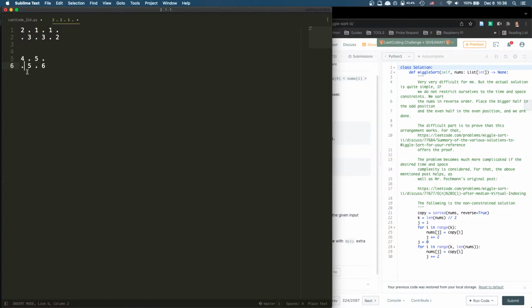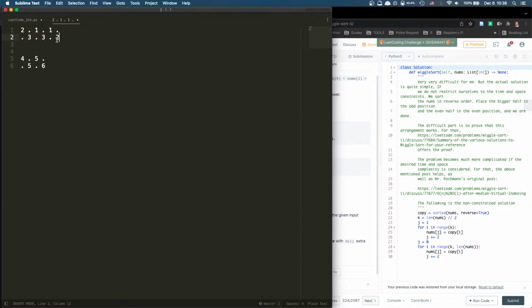They have duplicates, right? But we're going to save this for later. So right now we need to prove that any wiggly sorted list can be turned into the shape where the even position values are smaller than the odd position values. Now there's a good proof for it. So how do we prove that?